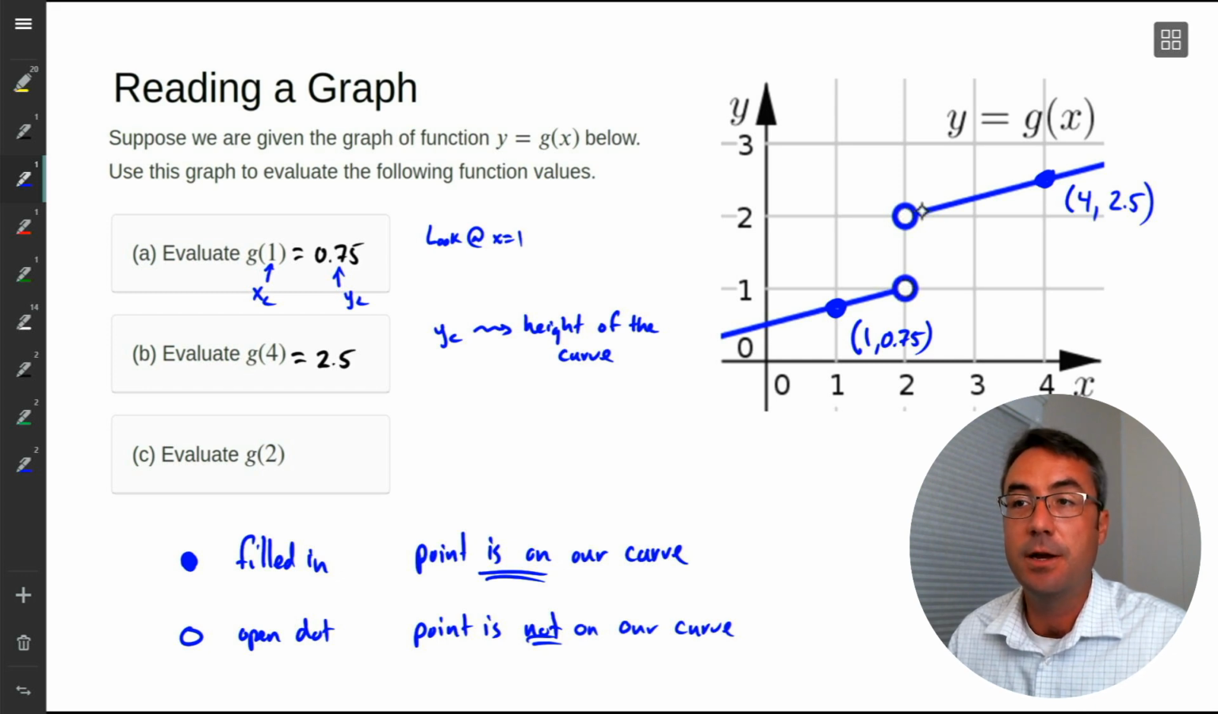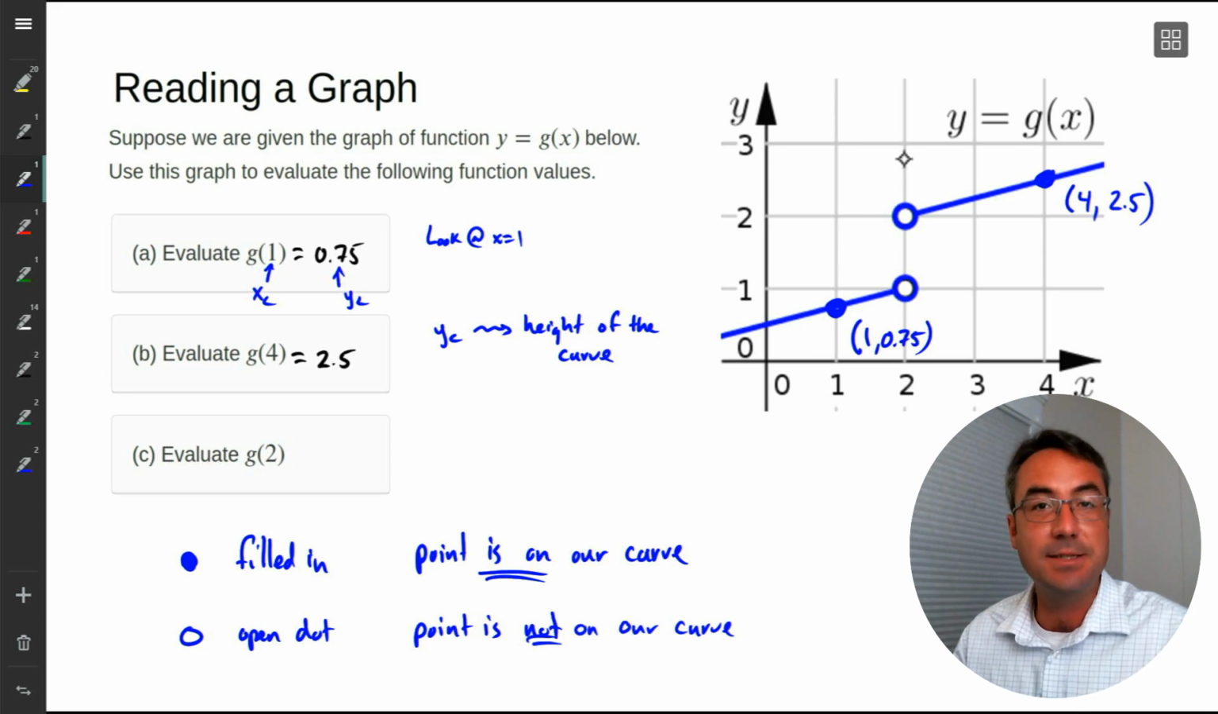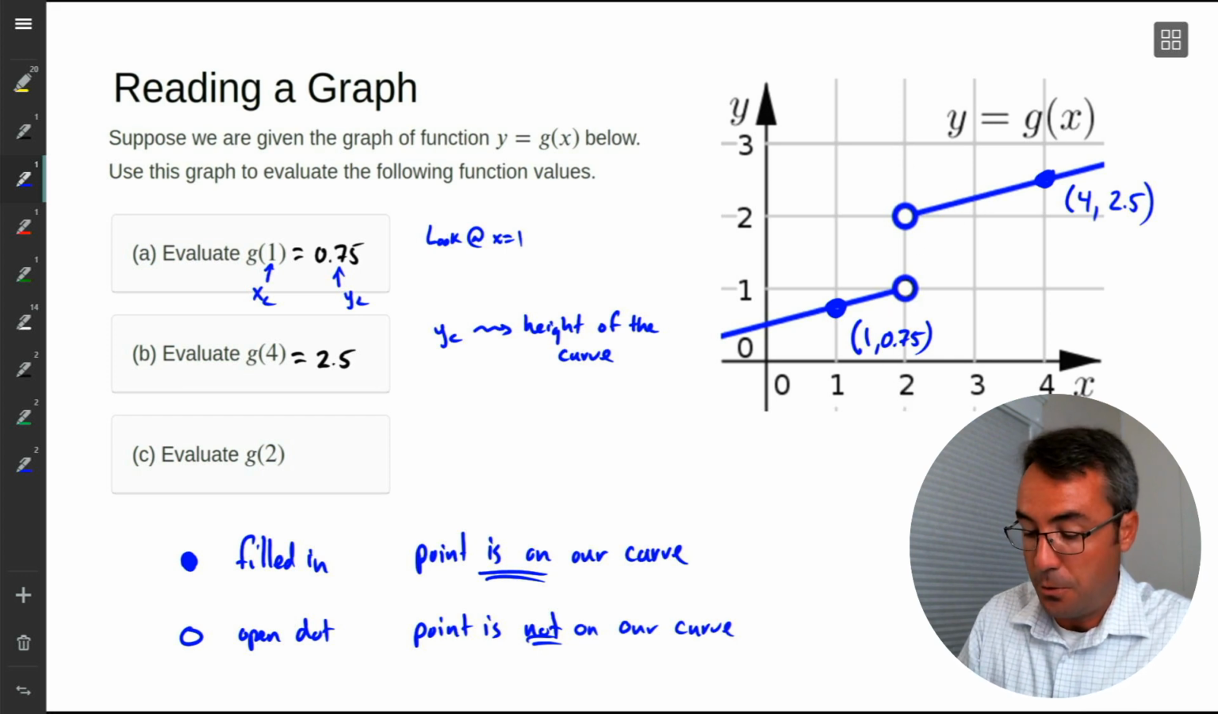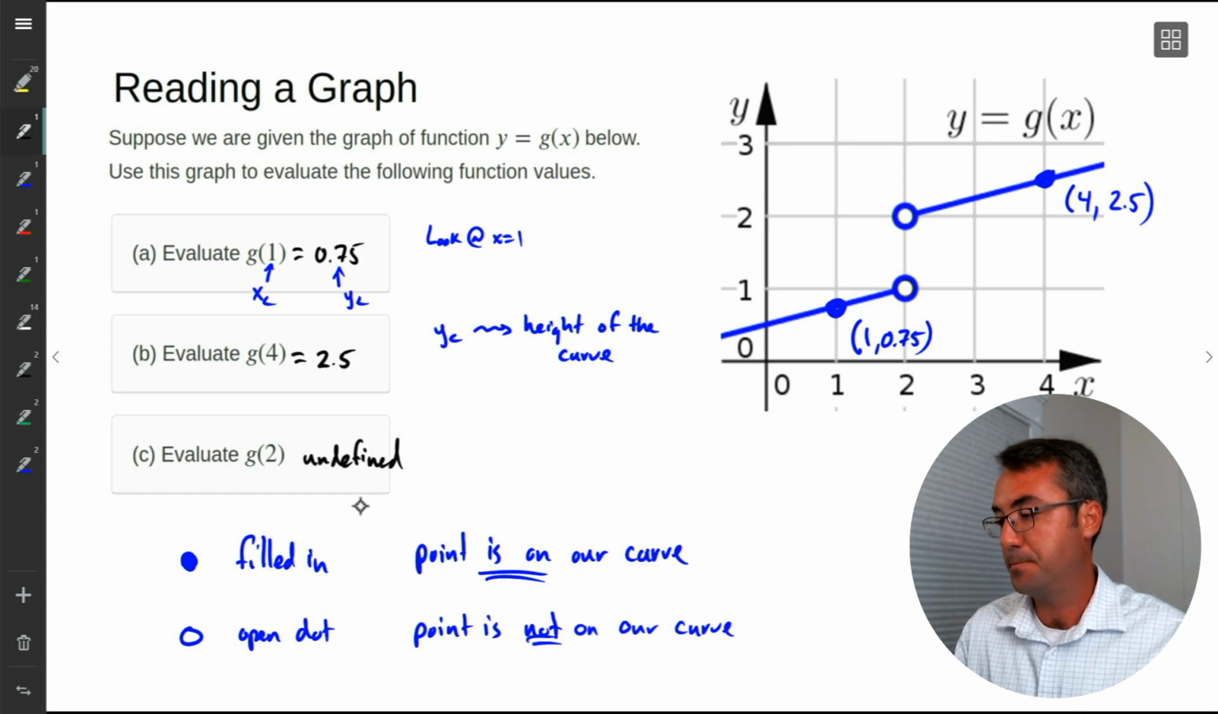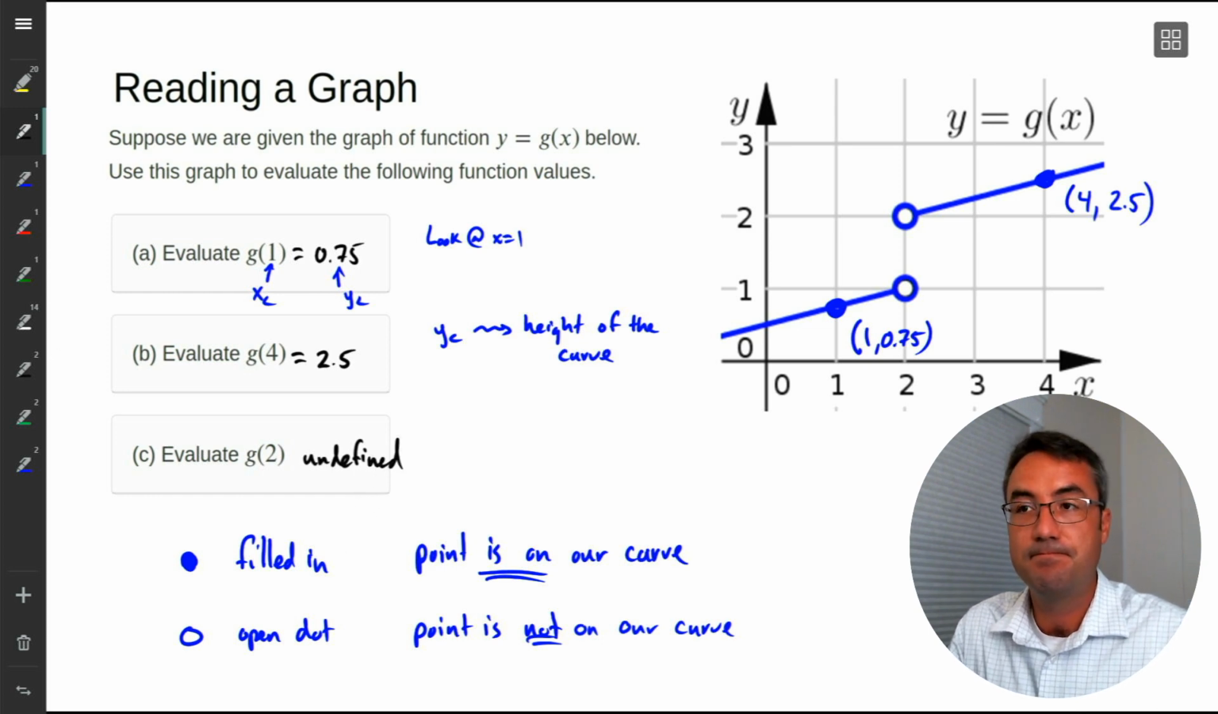Same thing over here on the right side. The curve is getting really close to this point, but it never actually reaches that point. That point is not on our curve. So since there is no filled-in dot at x equals 2, we can look up and down all we want, and there is no filled-in dot or part of the line at x equals 2. So this is undefined. It's actually not on our graph.